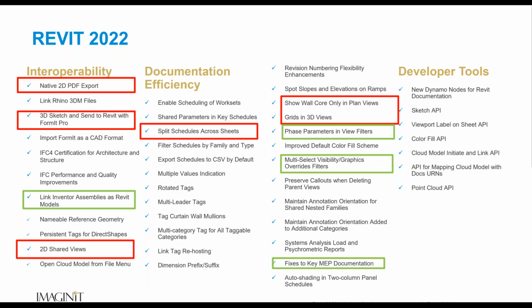Over here in our interoperability, very intriguing to me is the link Inventor assemblies and Revit models. We have phase parameters and view filters and multi-select visibility graphics override filters. For the MEP folks, there is a whole handful of 5 or more fixes to MEP documentation pieces, and of course all the development pieces.